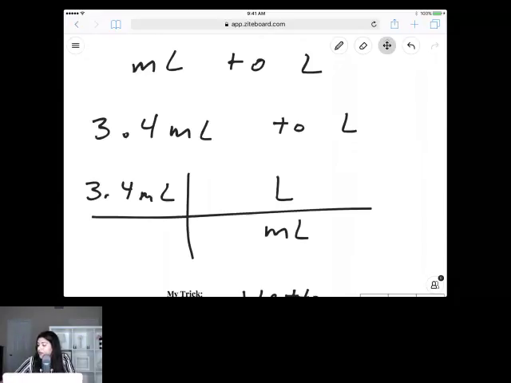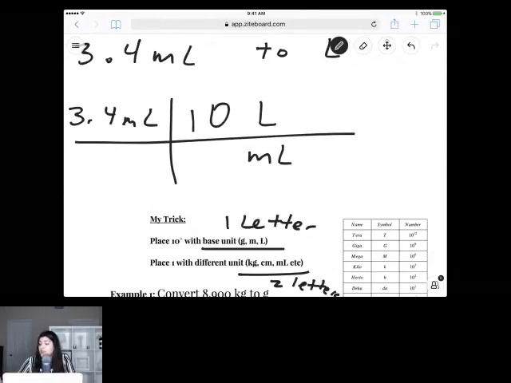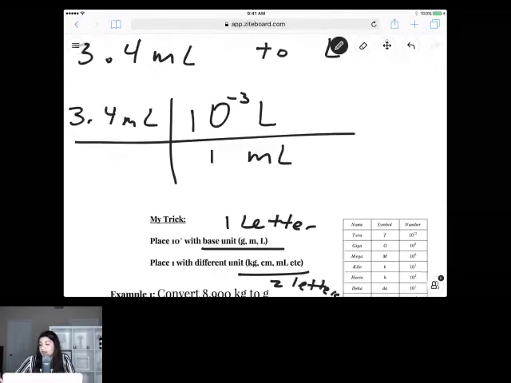So now that we got that set up, this is where my trick comes in. I said that you place the 10 to some sort of exponent with the base unit, or the one with the 1 letter. So our liters is the one that will have that 10 to some sort of exponent. And the exponent is going to be -3 because it's milli. So milli means 10 to the -3rd. Next, the different unit, or the one with 2 letters, is the milliliter. So we'll place the 1 there. Is this making sense? Questions on my trick? So far, so good.